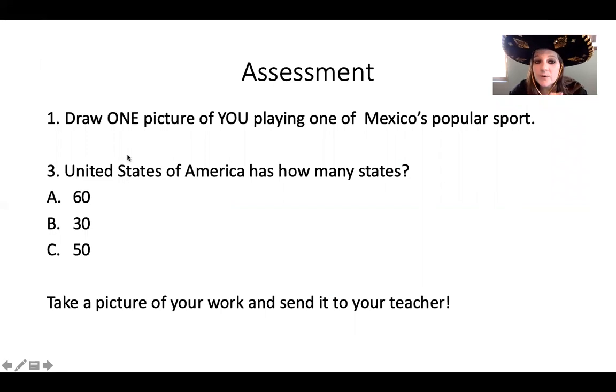So you're going to draw 1 picture of you playing one of Mexico's popular sports. So do you remember one of Mexico's popular sports? If you remember, you're going to draw a picture of you playing that sport, okay? And then the second question is, how many states does the United States have? Do we have 60 states, 30 states, or 50 states? Okay, and that's it. Take a picture of your work and send it to your teacher, okay?